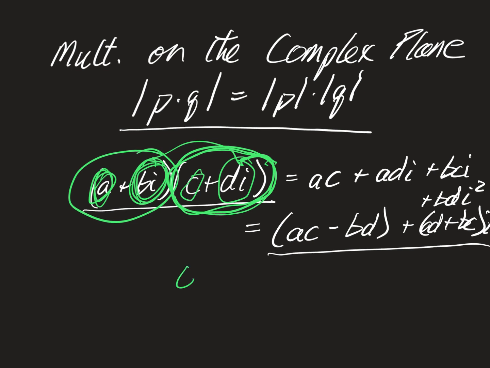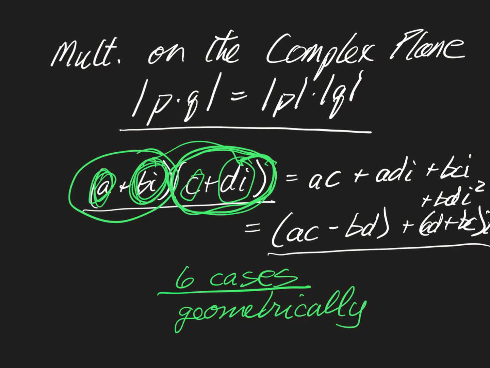So in other words, there are 6 cases, and we want to explore these 6 cases geometrically as well as algebraically to see what happens to multiplication on the complex plane. And we want to verify that in each case this property will hold: the modulus of a product is equal to the product of the moduli. So let's look at a couple of simple cases right now.